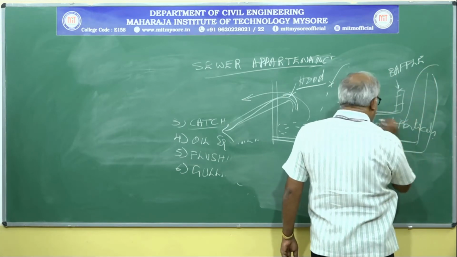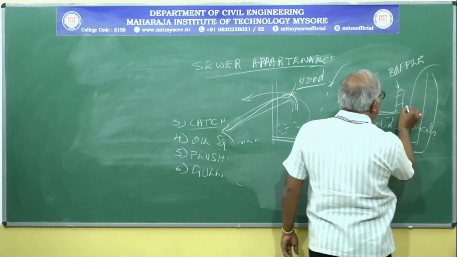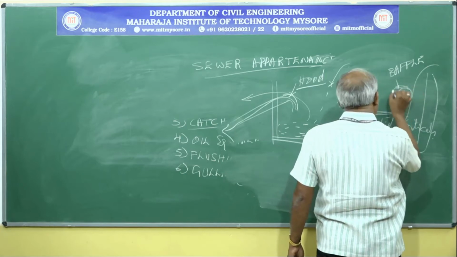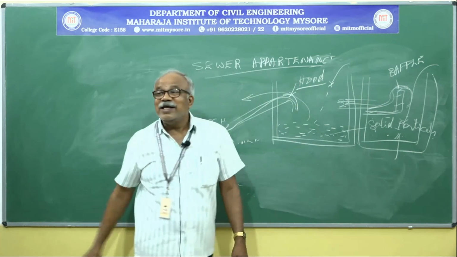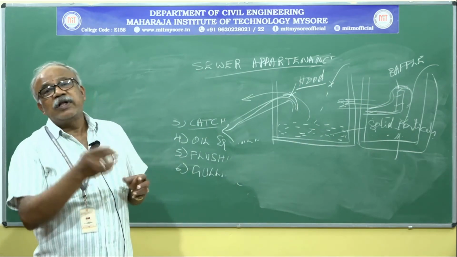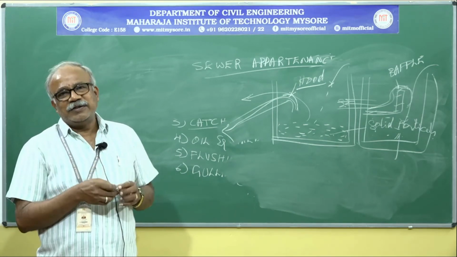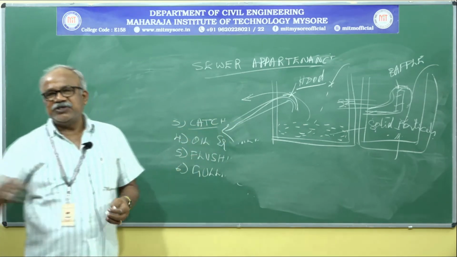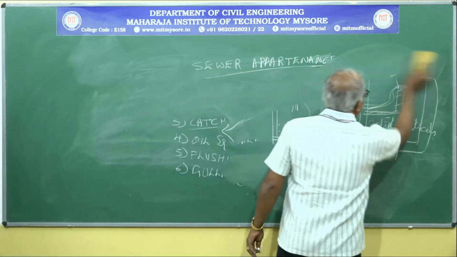Whatever wastewater is collected here, the particles will settle at the bottom, and the rest of the supernatant clear wastewater will come out over these baffles and drain out easily. There is no question of clogging or blocking the pipes or obstructing the sewer lines. This is the main concept of using this catch basin. Are you clear?